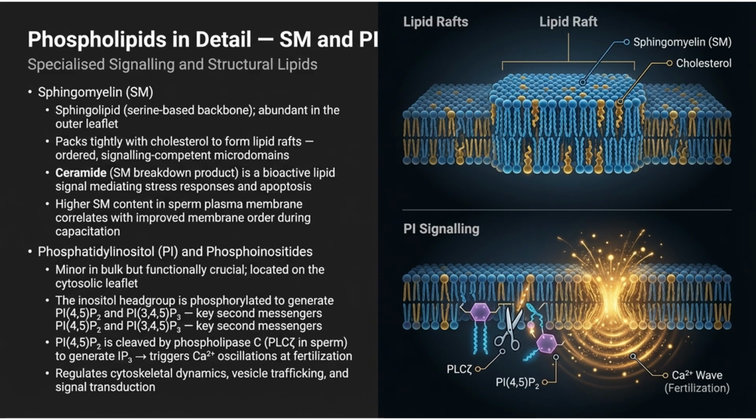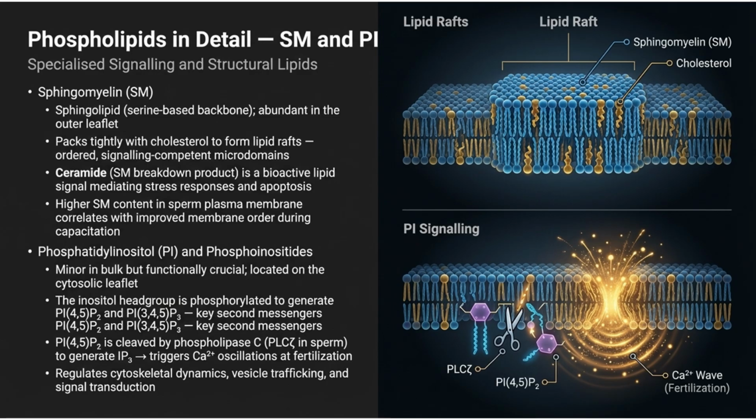Phosphatidylinositol brings us to one of the most functionally extraordinary lipid families in cell biology. Although phosphatidylinositol itself represents only a minor fraction of total membrane lipid, it is the parent molecule for a family of phosphoinositides, phosphorylated derivatives, that serve as pivotal second messengers. Two in particular are central to reproductive biology.